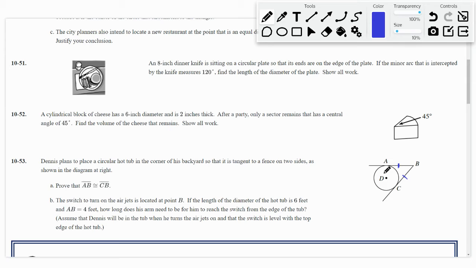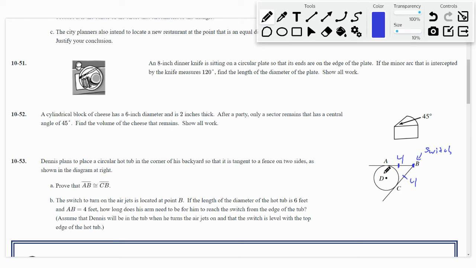So here we go. The switch to turn on the air jets is located at point B. This is the switch. If the length of the diameter of the hot tub is 6 feet and AB is 4 feet, this is 4, how long does his arm need to be for him to reach the switch from the edge of the tub? So assume that Dennis will be in the tub when he turns the air jets on, and that the switch is level with the top edge of the hot tub.